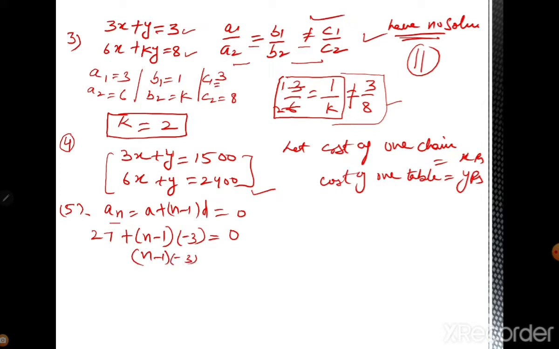is what? 27 will come to this side. It will become minus 27. Then we'll divide this 27 by 3. So we'll get n minus 1 equals minus 27 divided by minus 3. So we'll get 9. The negative sign will cancel out. And n is what? This implies n is what? n minus 1 is 9. So n is 1 plus 9, that is 10. So your 10th term will be 0.